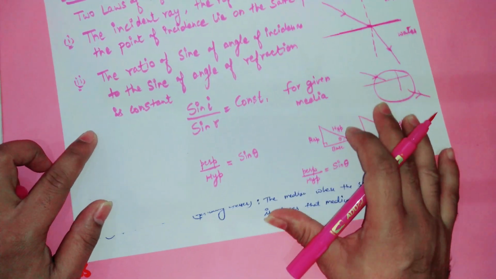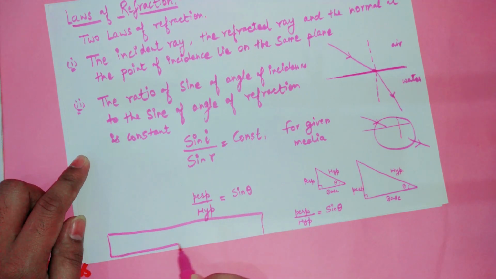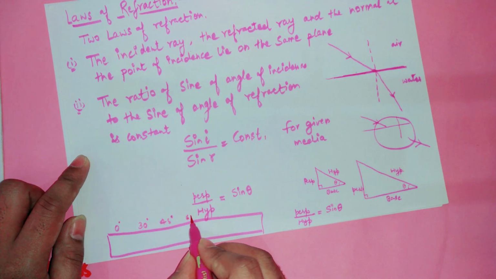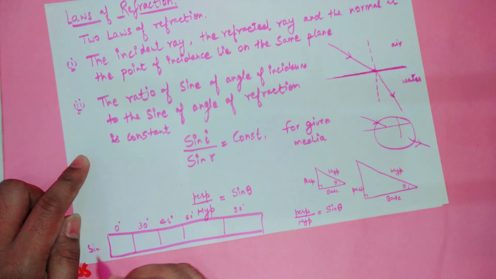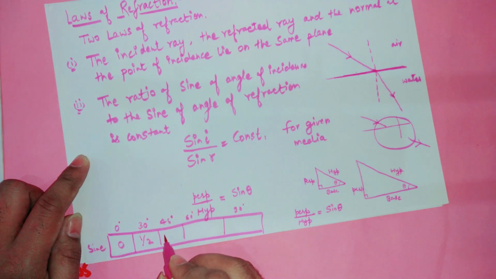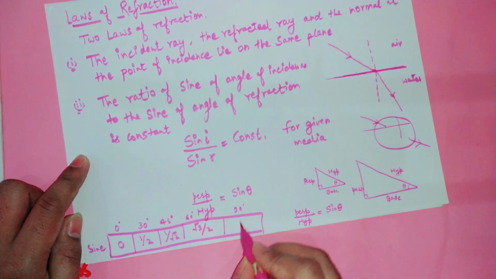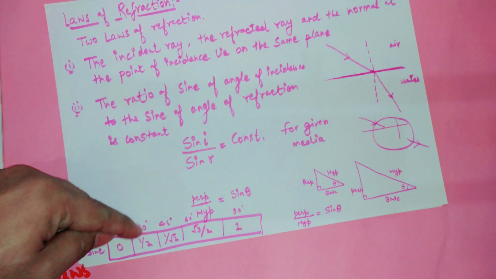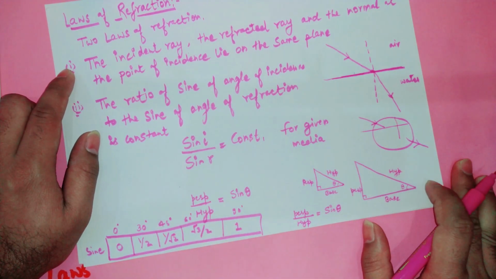So let us write the values. For 0 degrees, 30 degrees, 45 degrees, 60 degrees, 90 degrees, sine. We know sine 0 is always 0, sine 30 degrees is always 1 by 2, sine 45 is 1 by root 2, sine 60 degrees is root 3 by 2, sine 90 is 1. For any right angle triangle, sine 30 is always 1 by 2 and sine 45 is always 1 by root 2.